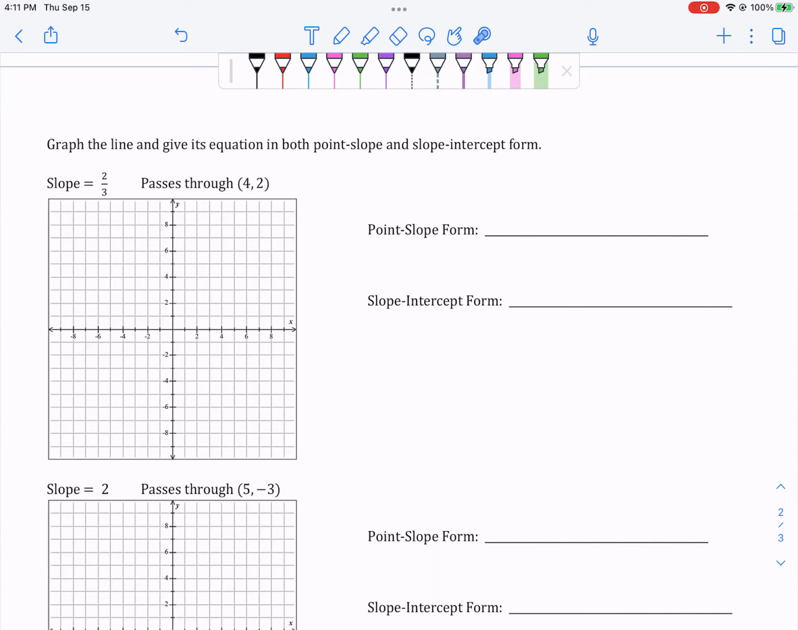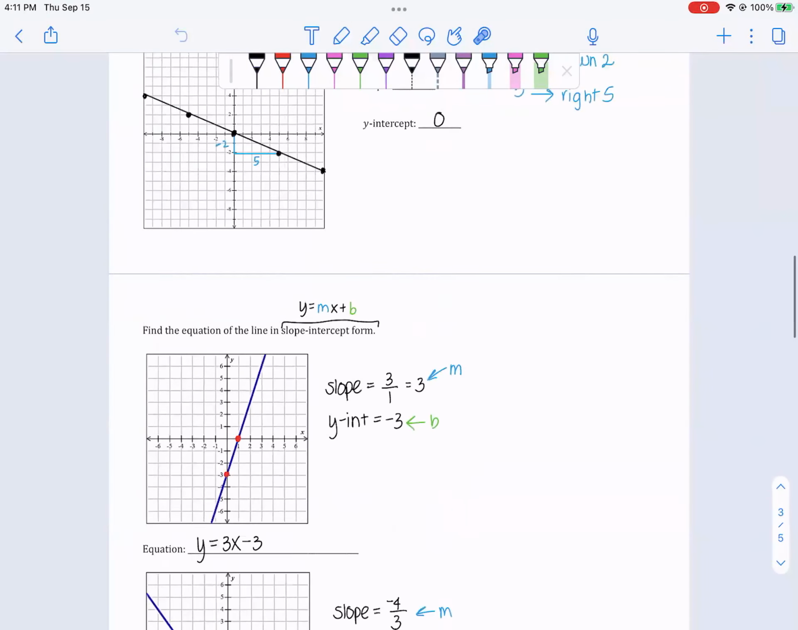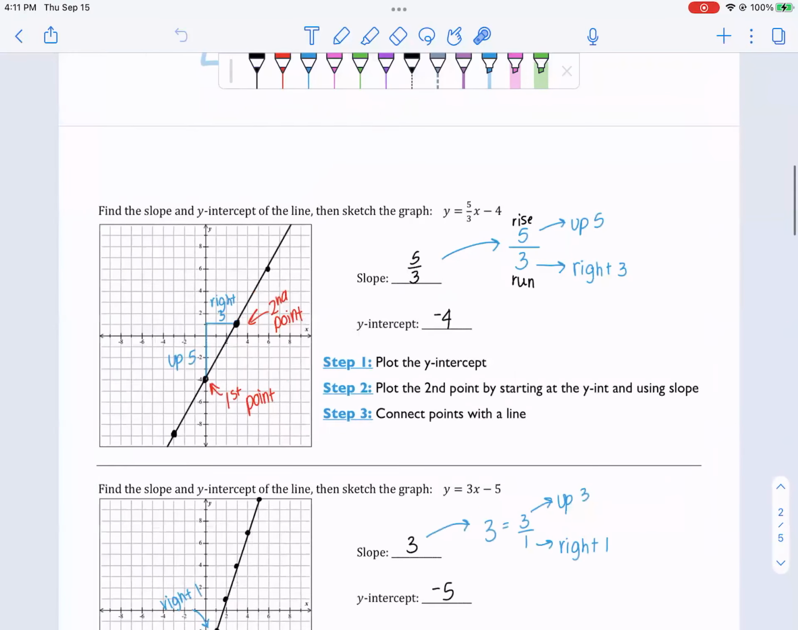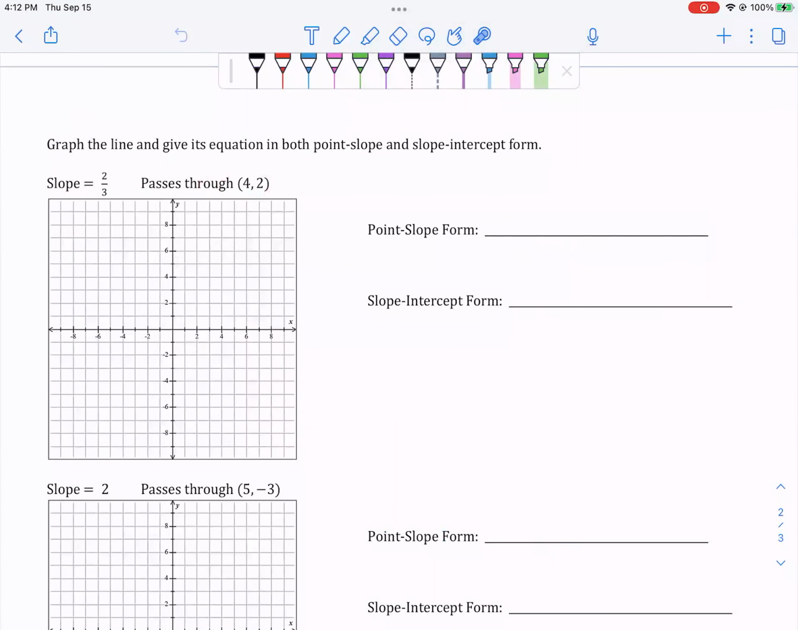The process is the same as the way we did it in slope-intercept form. It's the same general steps: plot a point, use the slope to plot a second point, and then connect the dots. Only now you're plotting the first point based on the point that you're given here.